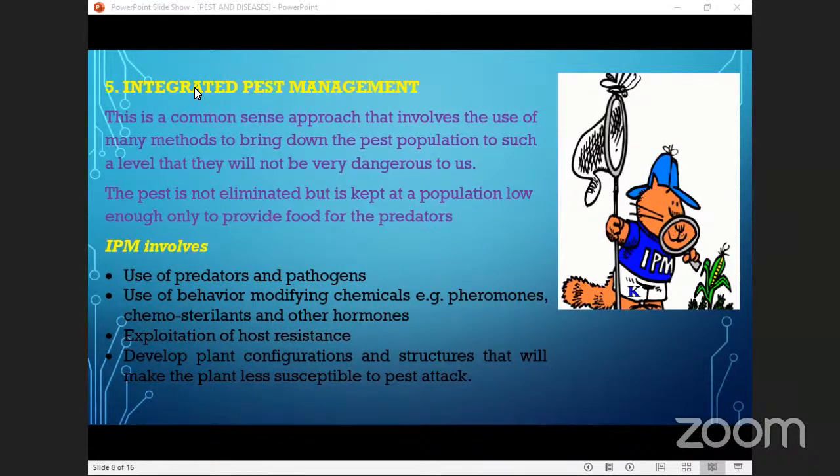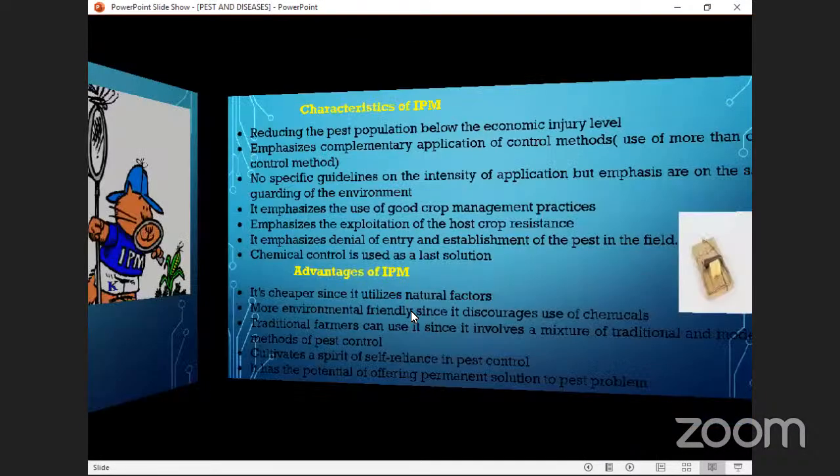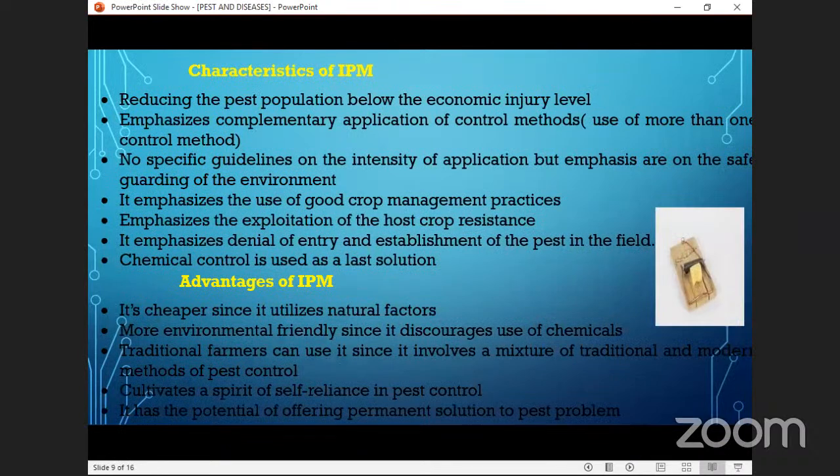Is this page clear? Shania, is this page clear? Yes, teacher. Okay. What are the characteristics of IPM? Characteristics of IPM. Shania, read. What are the characteristics of IPM?